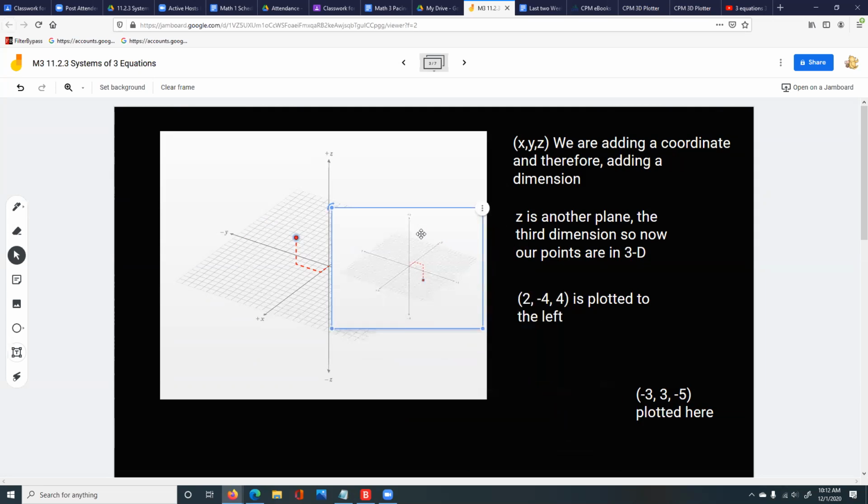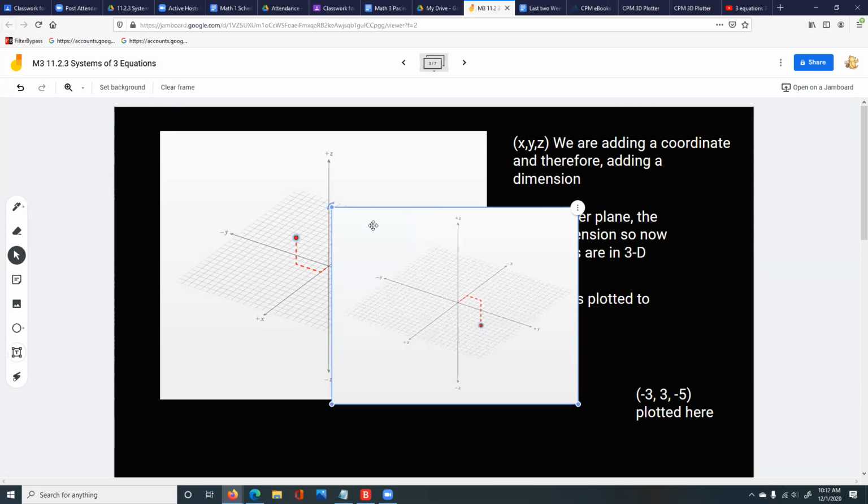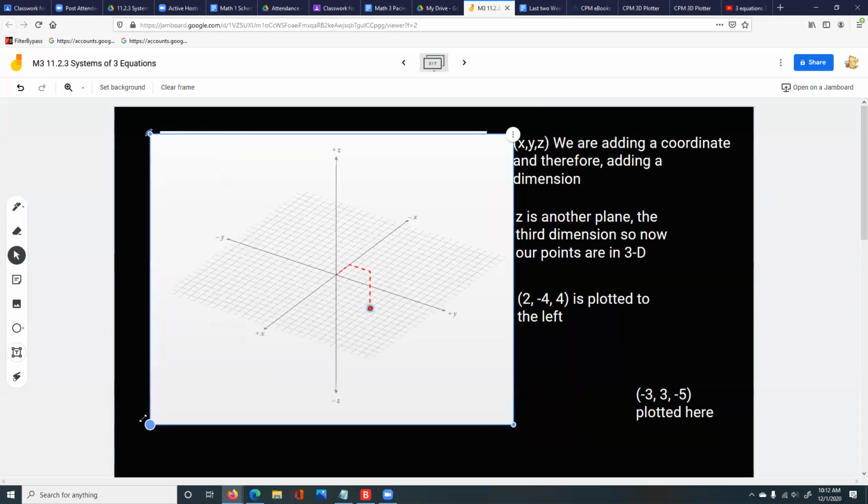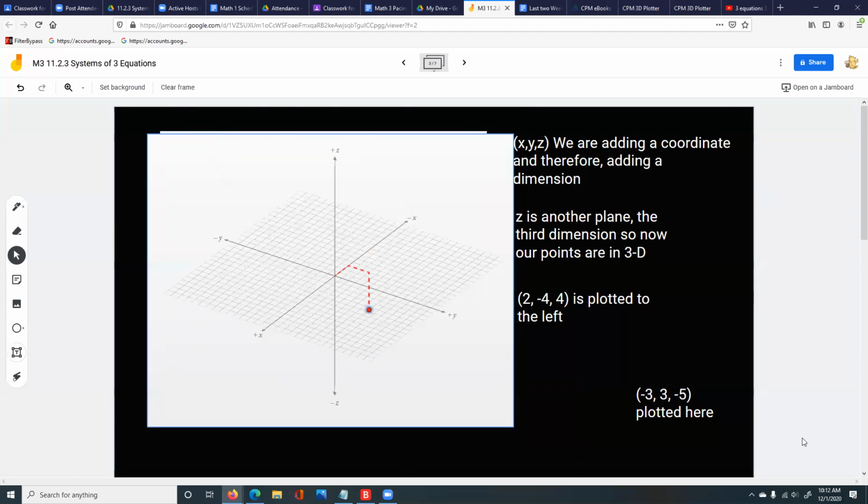Okay, if I wanted to do this one, I'm going to enlarge this one so you can see it. If I wanted to do one that has a negative z value, make it bigger. Okay, make it bigger still. If I wanted to graph negative 3, 3, negative 5, negative 3 goes back 3, positive 3 goes to the right 3, and the negative 5 goes underneath this plane. So this point is sitting underneath this XY plane. Okay, so that's three-dimensional.